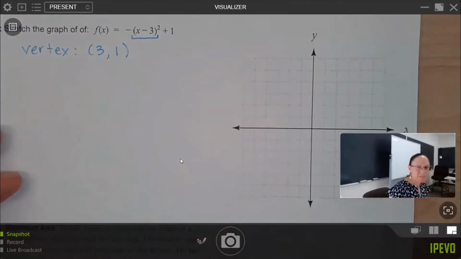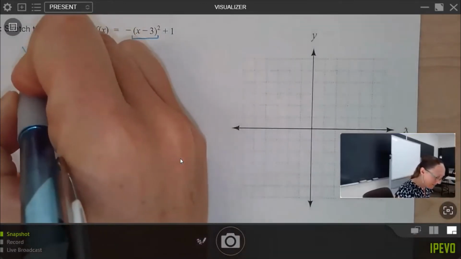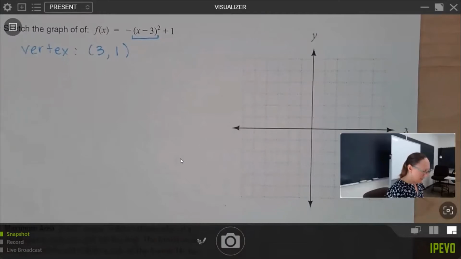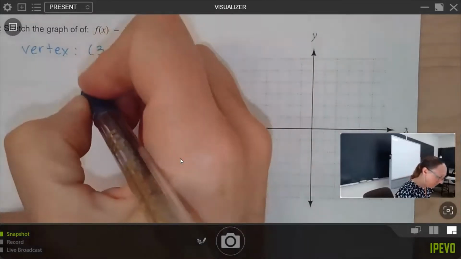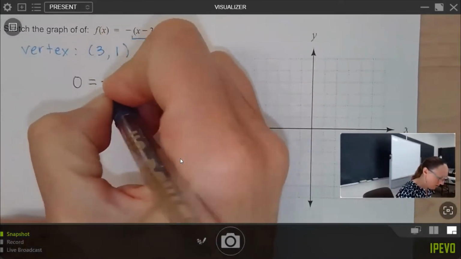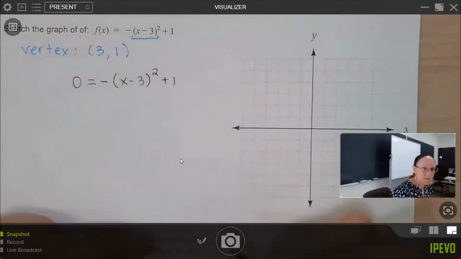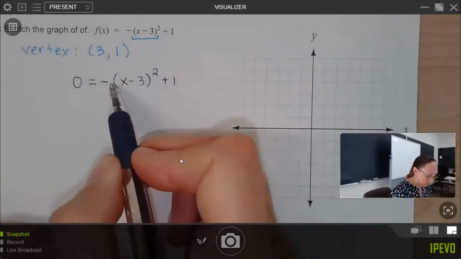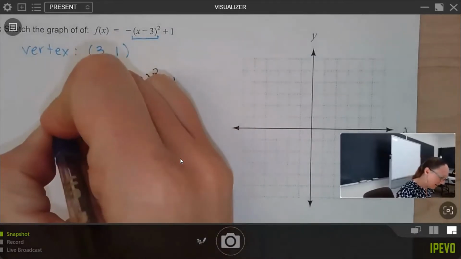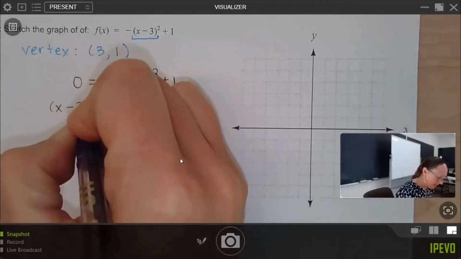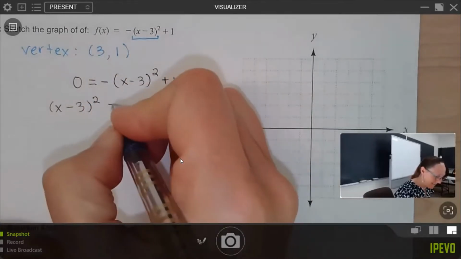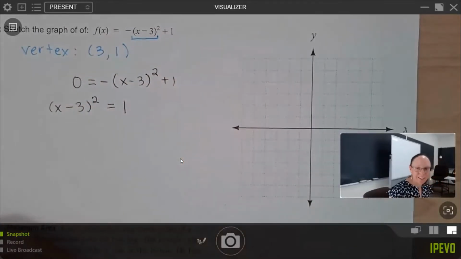And then if we wanted to find the x-intercepts, I'm going to find those by setting y equal to 0. So if I set y equal to 0, then I have 0 is equal to negative (x minus 3) squared plus 1. I can take that whole thing and add it to the other side so that I've got (x minus 3) squared is equal to 1. And I know I'm doing this differently than what I did the other day, but again, it's all about options.